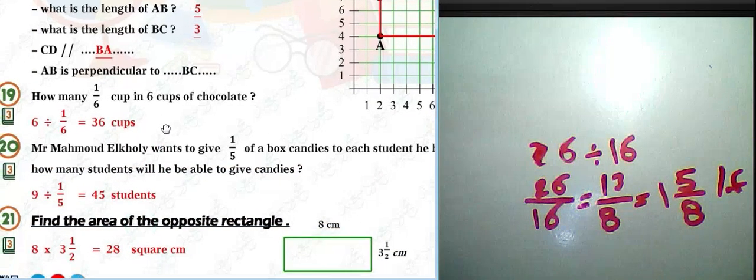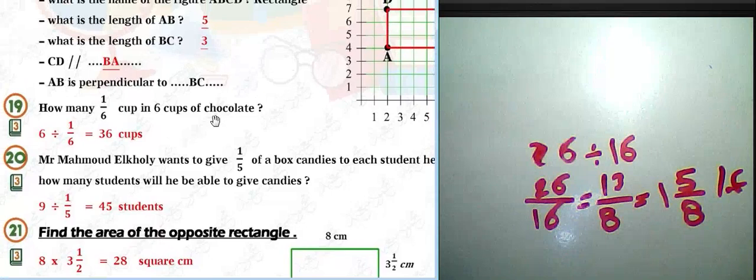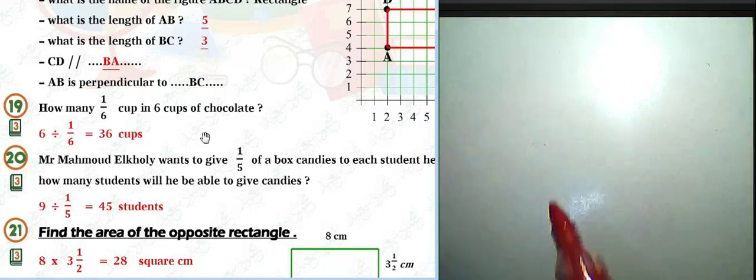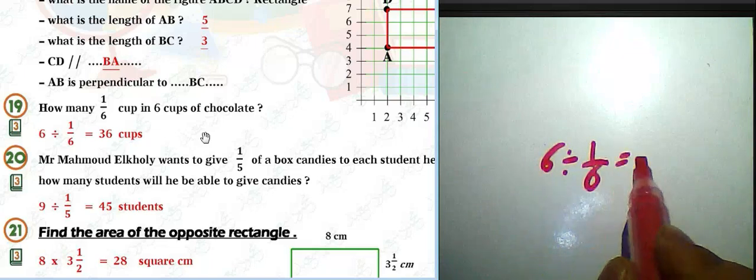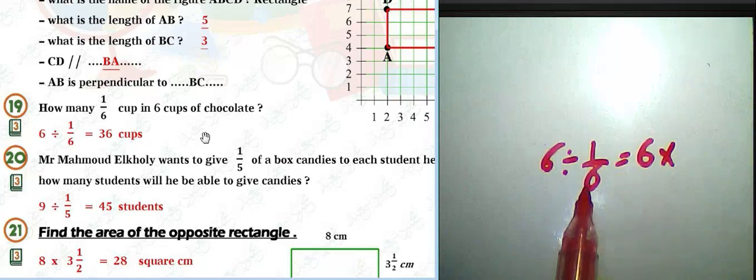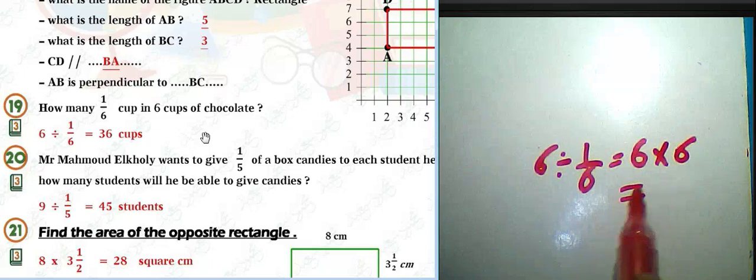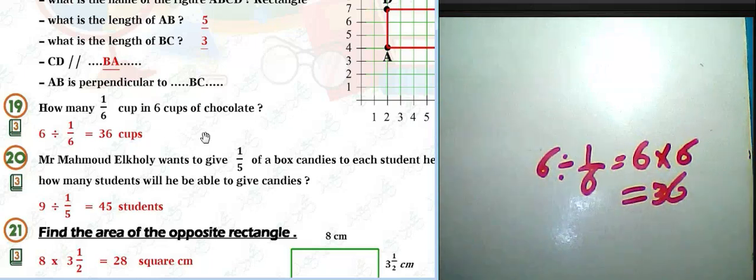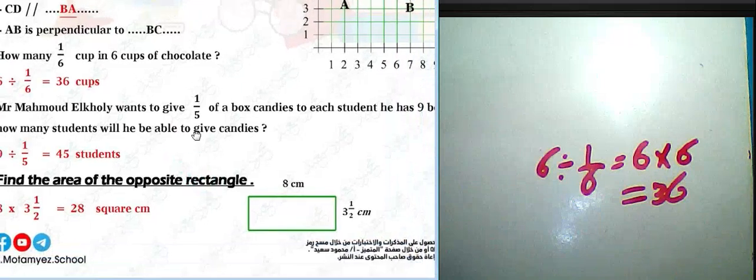How many cubes of chocolate can we divide it? How many sixths are in 6 cubes of chocolate? 6 divided by 1 over 6. Okay, you can divide by multiplication. Convert division to multiplication. 6 divided by 1 over 6, and convert from division to multiplication, and write the inverse of this fraction. It will be 6. 6 times 6 equals 36. Question 20.